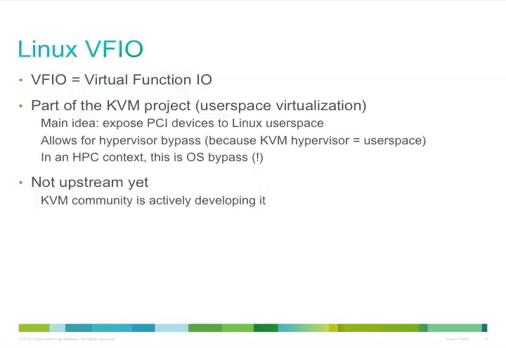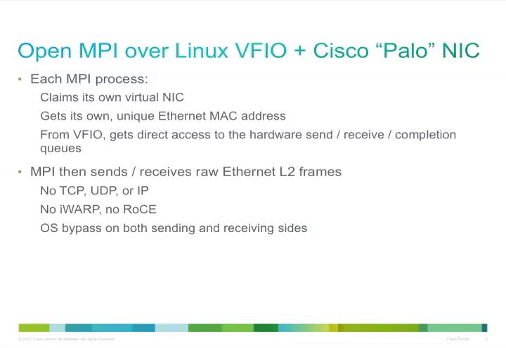And with that, MPI can just send and receive raw L2 Ethernet frames across the wire. So there's no TCP processing, no IP processing of any kind, and it's talking directly to the hardware. So this is actually OS bypass. It's a slightly different form of OS bypass than most people are used to thinking about with InfiniBand and so on, but it is OS bypass.